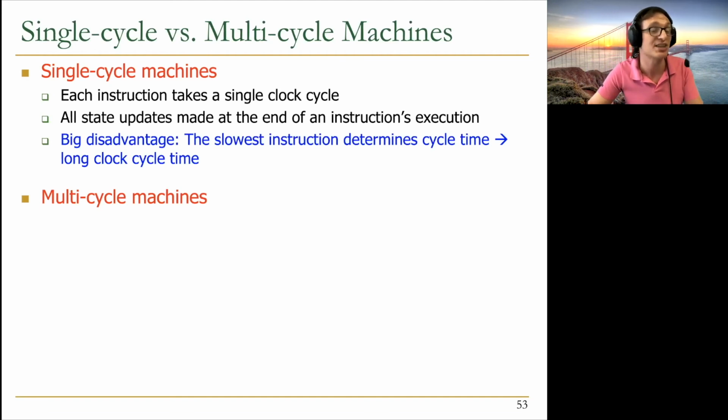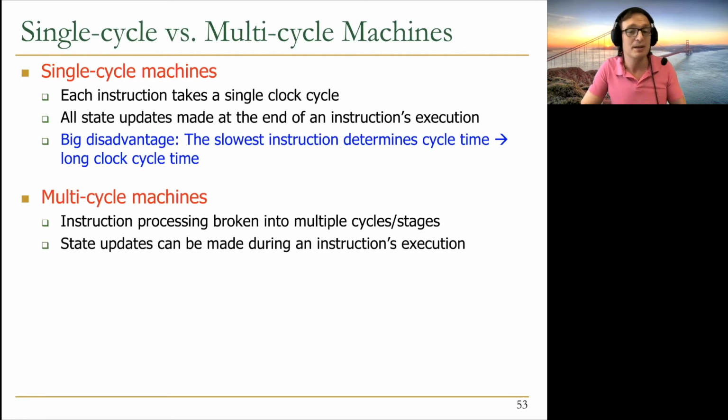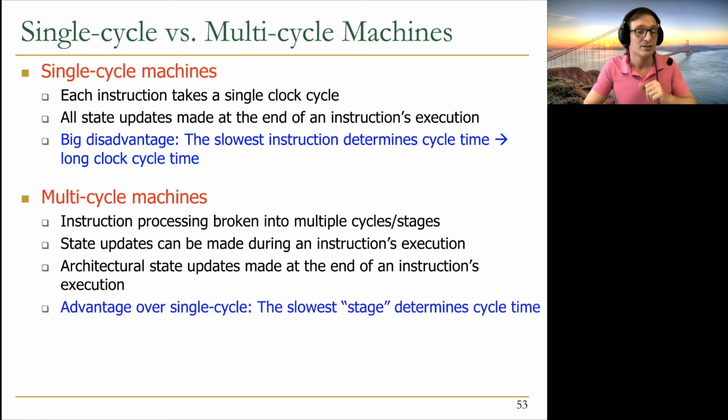But conceptually, it's interesting to examine, and it will enable us to think a little bit more and build pipeline machines, for example. Multi-cycle machines, on the other hand, break the instruction processing cycle into multiple cycles or stages, multiple clock cycles. And state updates can be made during an instruction's execution. These are microarchitectural state updates. But architectural state updates are made at the end of an instruction's execution because these are visible to the programmer. So the huge advantage over a single cycle machine is that the slowest stage determines the cycle time. It's not the slowest instruction. It's really the slowest stage, based on your definition of the stage as a designer.